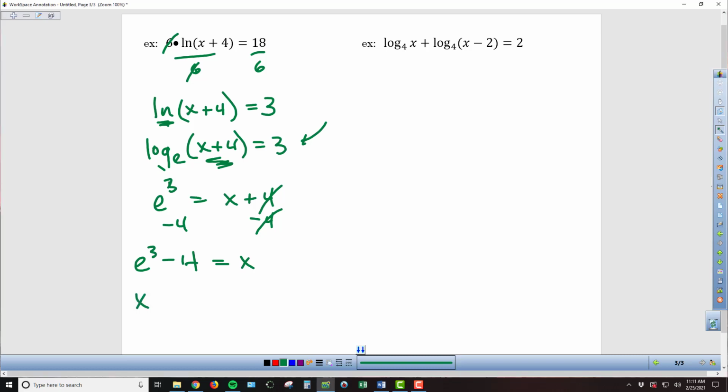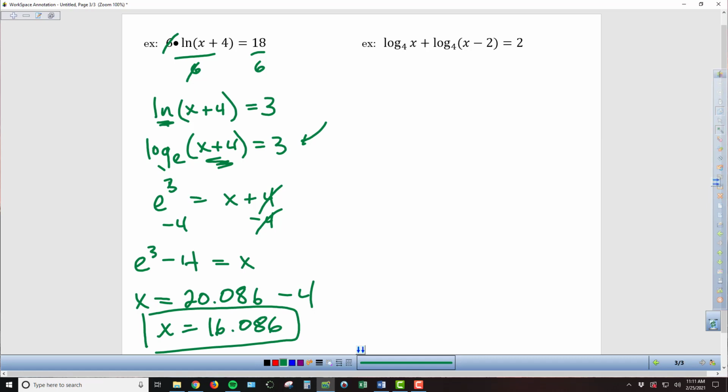So using our calculator, e raised to the third power is going to be, if we round to the nearest thousandth, 20.086, and then we still have the minus 4 there, so then we can subtract 4, and we end up with 16.086 as an answer. And again, if we check, plugging in a number a little bit larger than 16 isn't going to be a problem for us, so we've got a correct result.